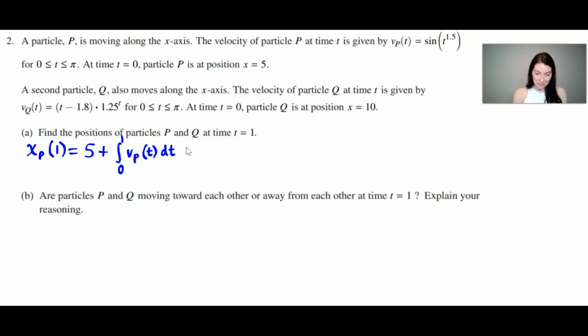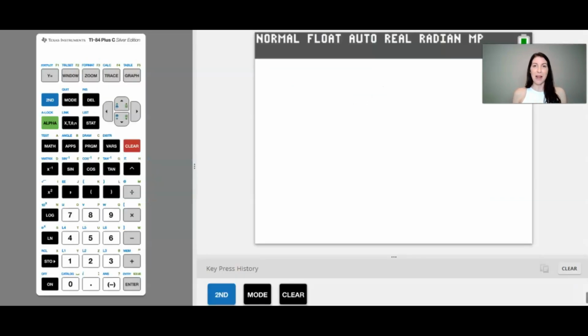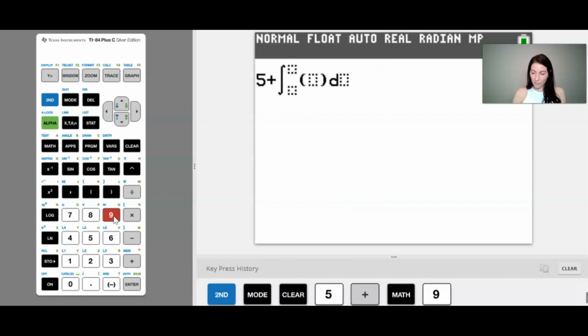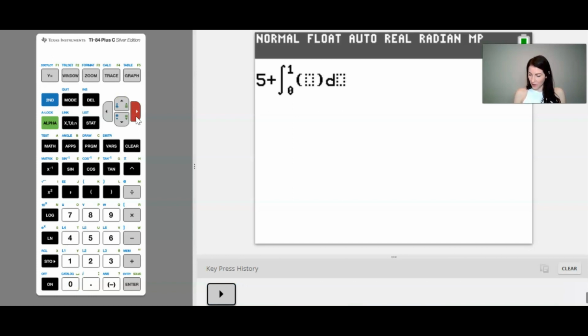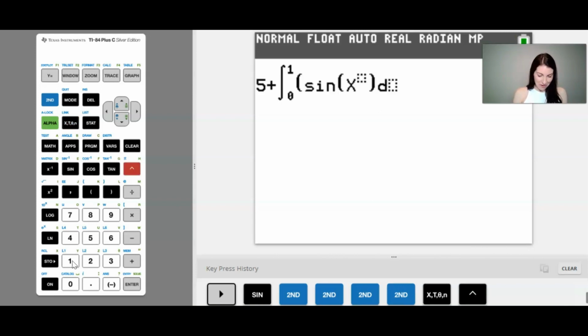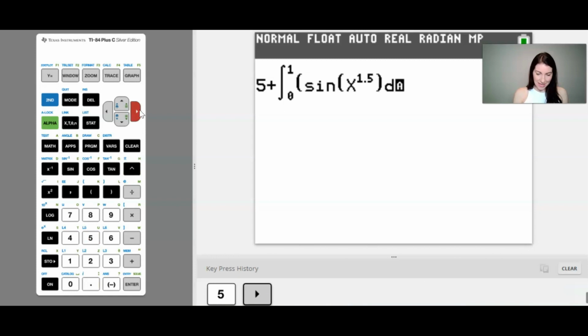And then we just have to calculate what this is. At this point, I would go to my graphing calculator and find this value. We've got our initial value of 5, and then I need to add on the integral. That would be under the math button, and you can go down to number 9, or you can just press 9. And we are taking the integral from 0 to 1 of my velocity equation, which in the problem was sine of t to the power of 1.5, dt.